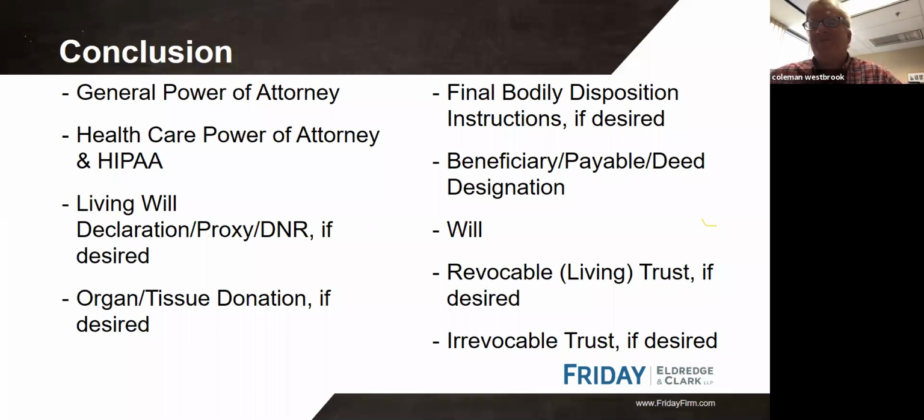A living will is also important if you have a desire to not have any heroic efforts done to keep you alive. If you want to make any organ or tissue donations, you would want to so designate. And then you need to, at some point, just review your assets. Here are the assets, here's how they're titled, here are the ones that have some kind of beneficiary designation on them.